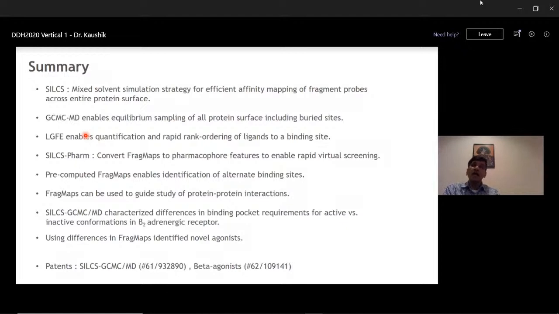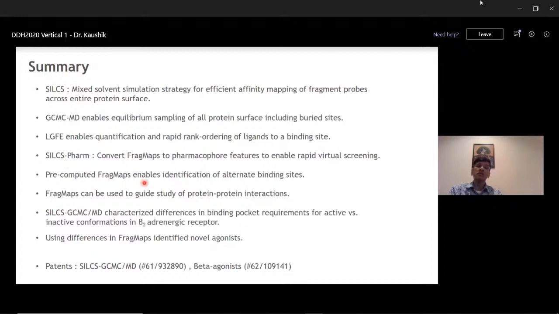GCMC-MD is this hybrid simulation strategy that enables accurate sampling of all the protein surfaces, including the buried sites. Ligand grid free energy is the scoring technique that taps into FragMaps obtained from the SILCS to enable rapid rank ordering of ligands per binding site. SILCS-Pharm is this approach where you convert the FragMaps, or convert the affinity patterns, into pharmacophoric features that can then enable rapid virtual screening. And then, of course, the pre-computed FragMaps, we can always keep going back to for getting new information.